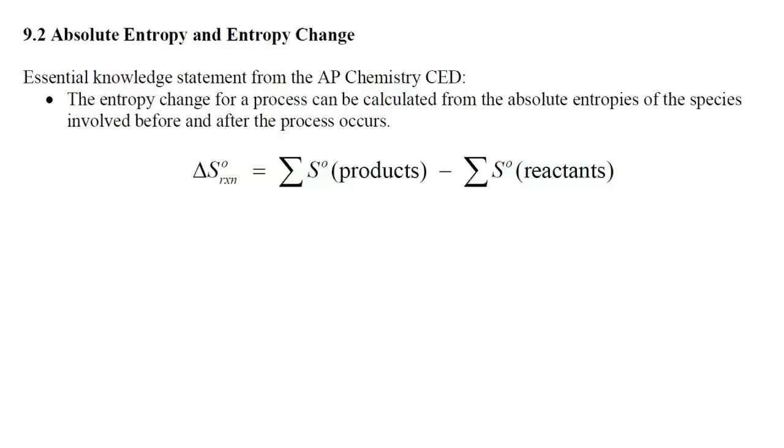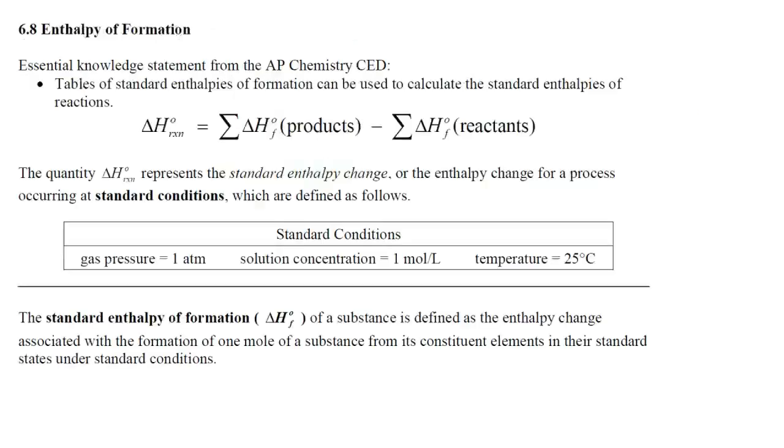Now, if this equation looks similar or familiar to things you've seen before, it is. Back in topic 6.8, you learned about the enthalpy of formation. And you learned that the standard enthalpy change for a reaction or a process occurring at standard conditions is equal to the sum of the standard enthalpy of formation for the products minus the sum of the standard enthalpies of formation for the reactants. So we learned that at standard conditions, the gas pressure is 1 atmosphere, the solution concentration is 1 mole per liter, and the temperature is equal to 25 degrees Celsius or 298 Kelvin.